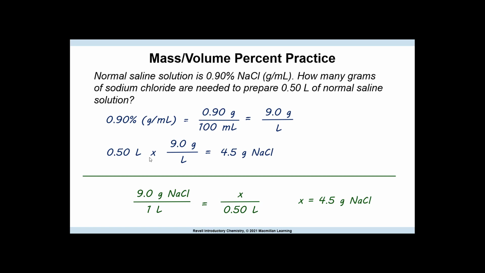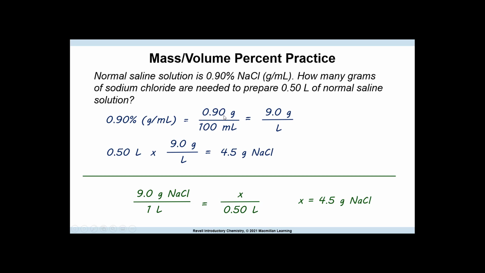So recall that a percentage is a fraction out of 100. So remember, we're using percentages. These are out of 100. Therefore, if a solution is 0.90% grams per mL, that means that you have 0.90 grams per 100 mL, or 9 grams per liter.